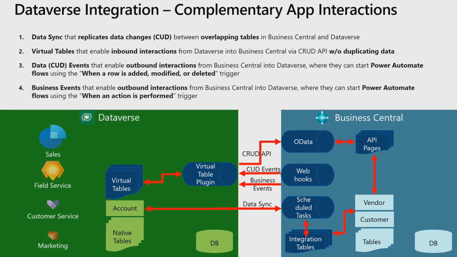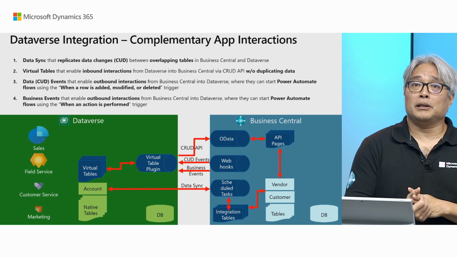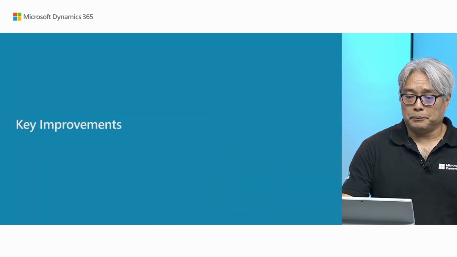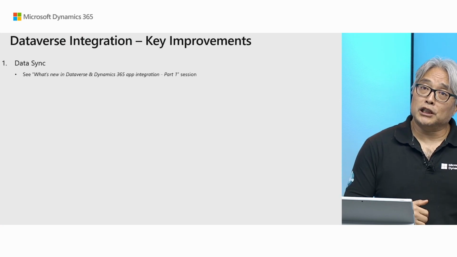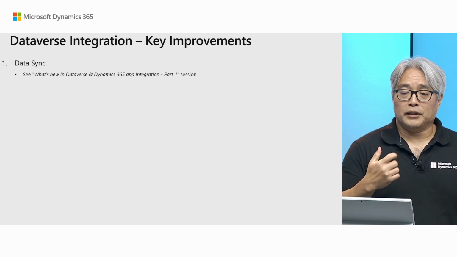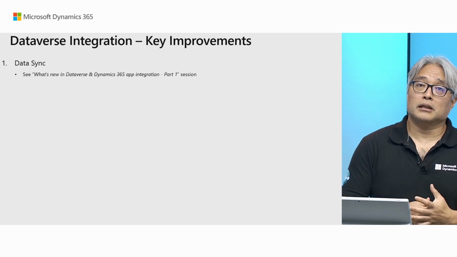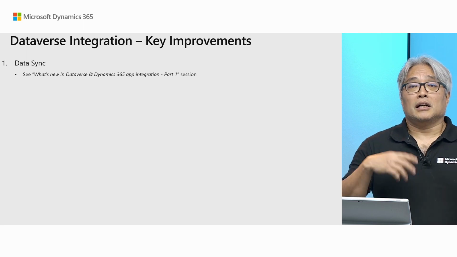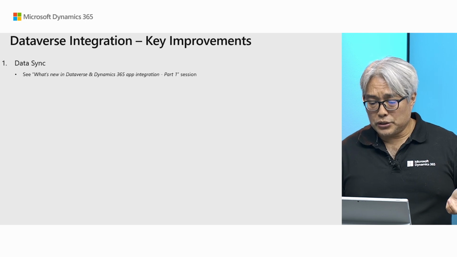And this business event can actually trigger Power Automate flows that use a when-an-action-is-performed trigger on the Dataverse side. So the improvements on those 4 complementary app interactions that come with this release are, for example, on data syncs, I will refer you to the first part of the session that was presented by my colleague, Ivan Koletich. The session is called the same as this session, What's new in Dataverse and Dynamics 365 App Integration Part 1. My colleague will talk about all the improvements in the data synchronization area.